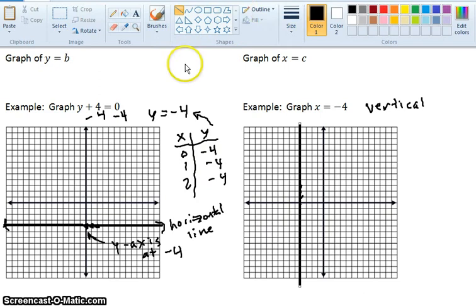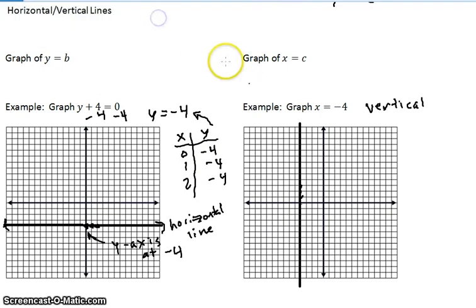So there is my line, and I'm just going to connect it, and there is my line here, and it goes through the x-axis at negative 4. So if there's only one variable, that variable tells you what axis it goes through, and it tells you what point on the axis it goes through at. Okay?